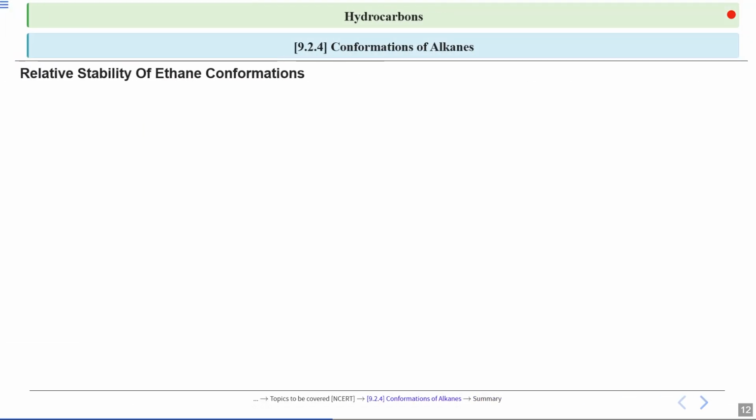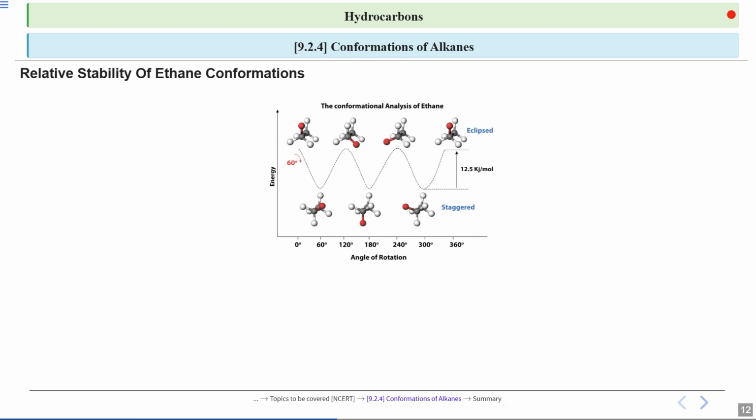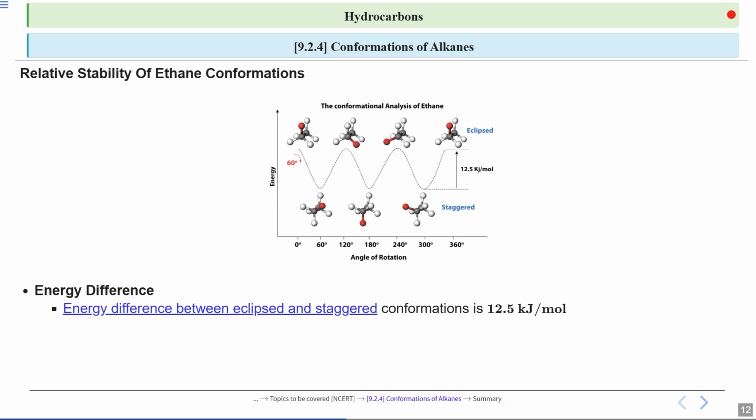Then what is the last conformation that we should know? It is the skew conformation, right? We'll talk about it in the upcoming slide. Before that, let us mention the energy differences. It is very clear that the energy difference between the eclipsed and staggered conformations is 12.5 kilojoules per mole, right? This is basically your energy barrier. So if you want to convert the eclipsed conformation to the staggered conformation, you have to provide at least 12.5 kilojoules of energy per mole of ethane molecule, right?